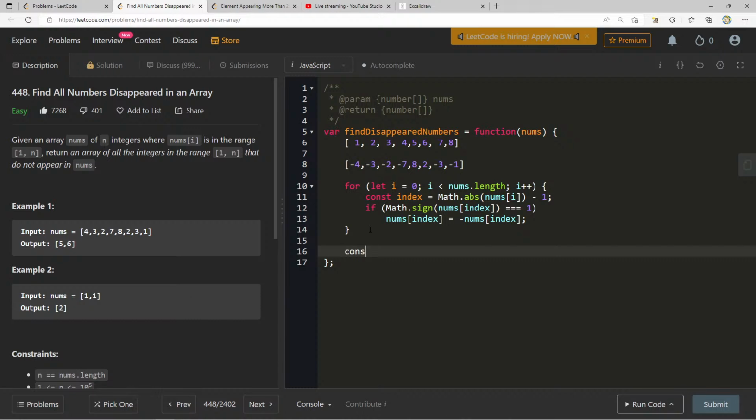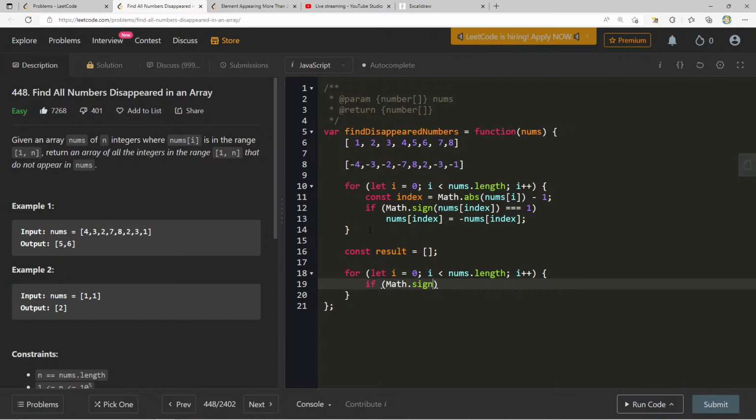Now we can start formulating our result. For let i equals 0, i less than nums.length, i plus plus. Here we can say the same thing. If Math.sign of nums[i], again, is positive, that means we never got to it, because this whole process was making things negative. If we're still at a positive number, then what do we do? We say result.push(i + 1).